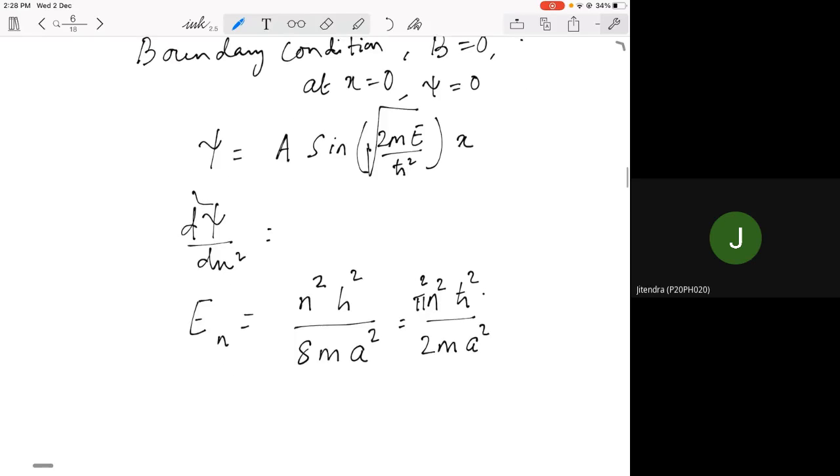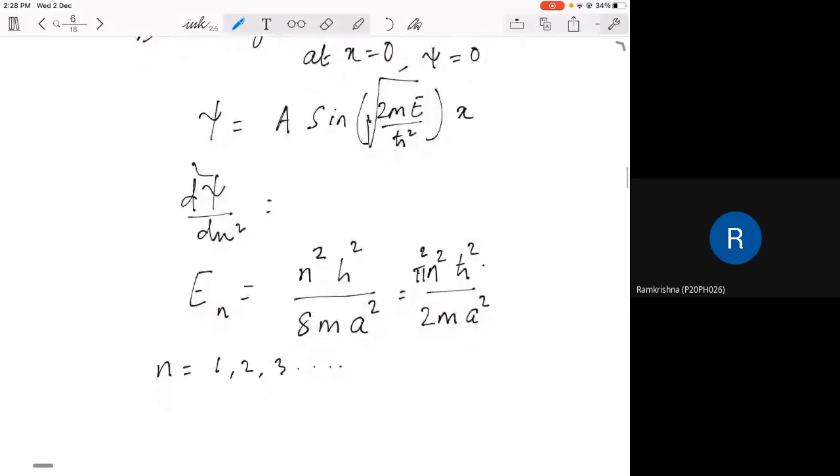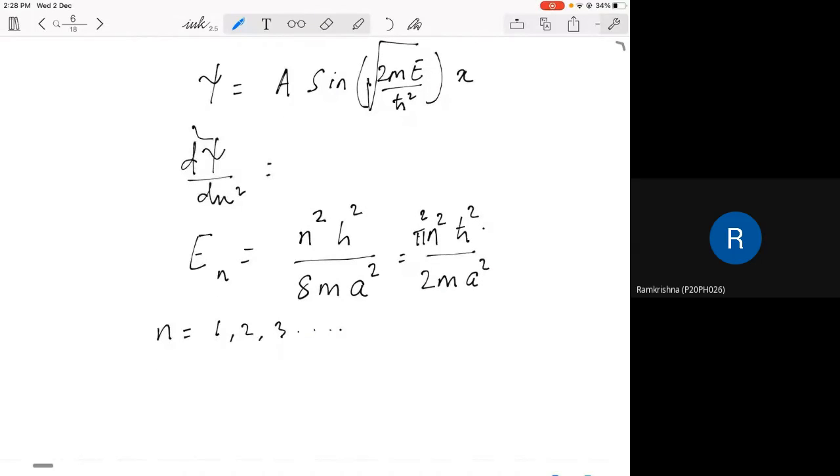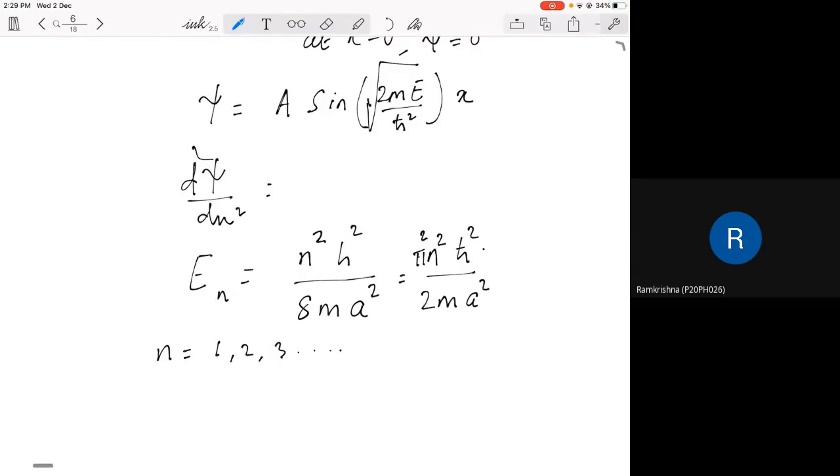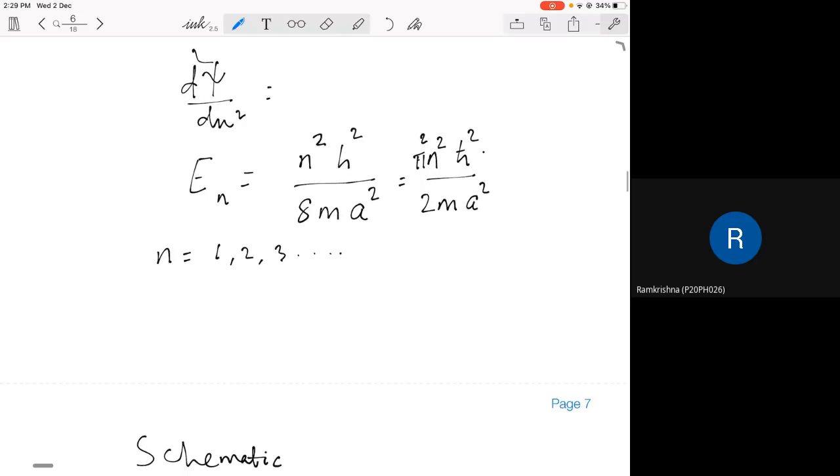So what is n? n can have values like 1, 2, 3, and so on, right? Can we have n equal to 0? No, sir. Why not? Because the wave function will vanish if we put n equals 0. Yeah, right. If we put n equal to 0, that means the energy is basically 0, so the wave function will vanish, which cannot happen because we know the particle is inside the box.